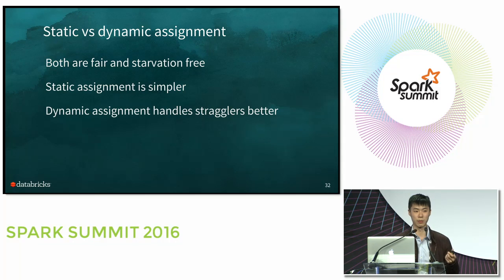In the dynamic assignment case, it's also fair because it's basically the static assignment model, but the number of slots are determined dynamically, such that each actively running task gets the same amount of memory as everyone else. It goes without saying that the static assignment model is a little simpler. However, it doesn't handle stragglers, which dynamic assignment, which is what Spark does, does.